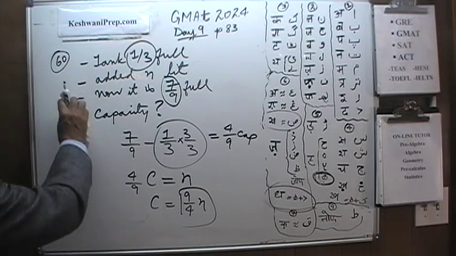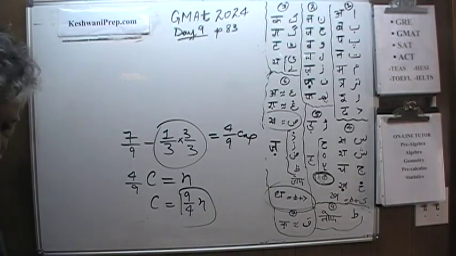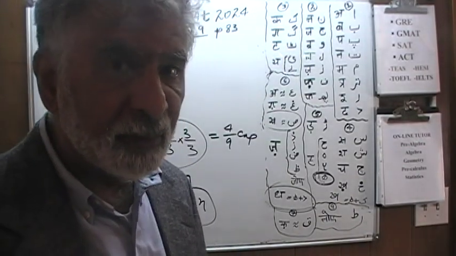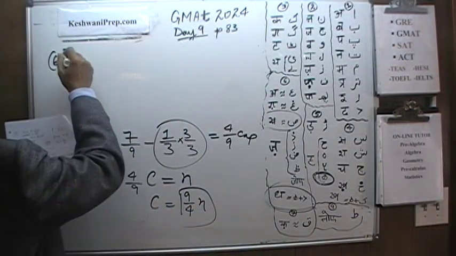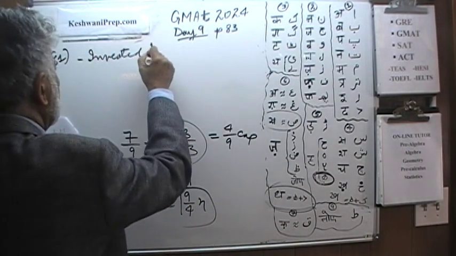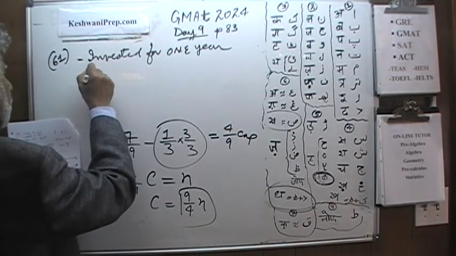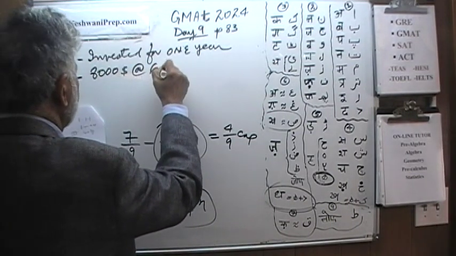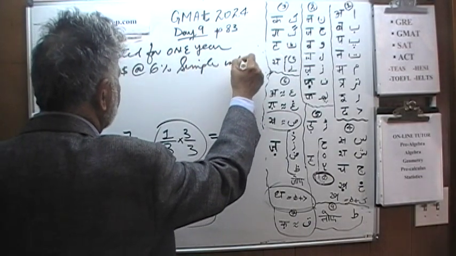Let's do number 61. In number 61, we are told that we're going to make a couple of investments for a period of 1 year. So we're going to invest some money for only 1 year. We are told that we're going to put $8,000 at 6% simple interest.